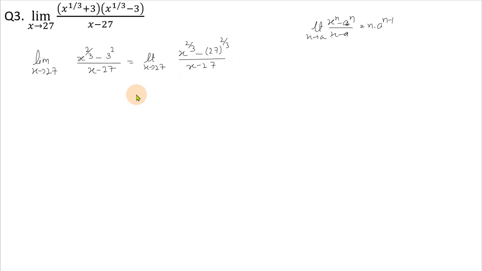Now it is of the same form as this formula. So here we write, this is 2 by 3 into 27 power 2 by 3 minus 1, that is minus 1 by 3. So this is 2 by 3 into, you can write it as 27 power 1 by 3, that is cube root of 27, 3. So 2 by 3 into 3, that is 2 by 9.